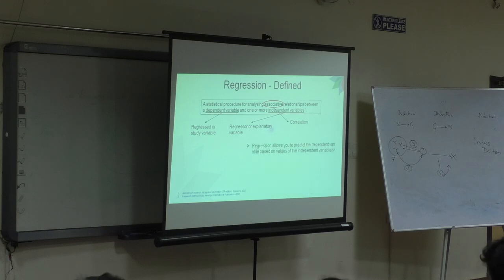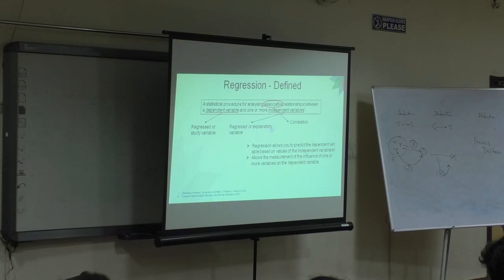Regression allows you to predict the dependent variable based on the values of the independent variable or variables. If it is a single variable, it is linear regression, simple regression. And if there are more independent variables, it is multiple regression, right? This we already know. It allows the measurement of the influence of one or more variables on the dependent variable.